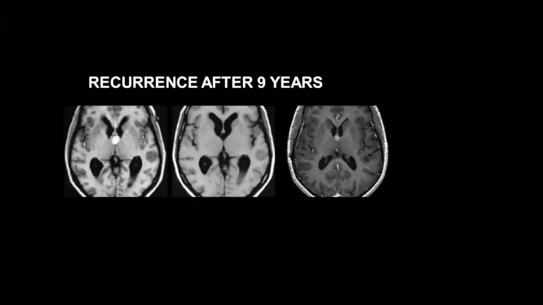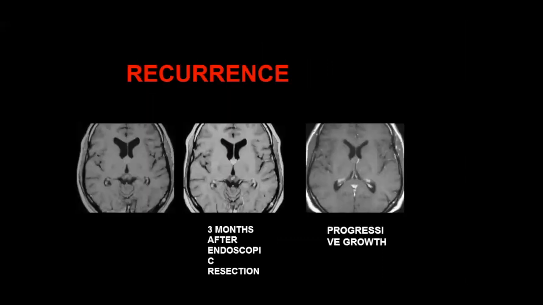But he also reported that some cases could not be removed because they were covered by the fornices. He had recurrences after 9 years, and recurrences here after 3 months with progressive growth. So endoscopy or microsurgery, both are good tools. If you are a good microsurgeon, do it. If you are a good endoscopist, do it. This is not a fight between microsurgery and endoscopy. They can combine together and give you very good results.